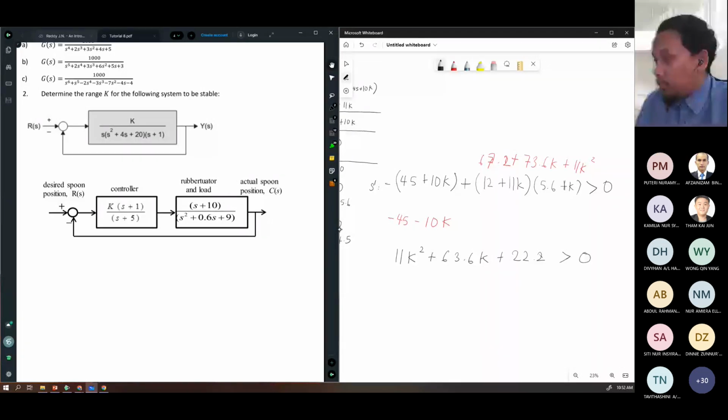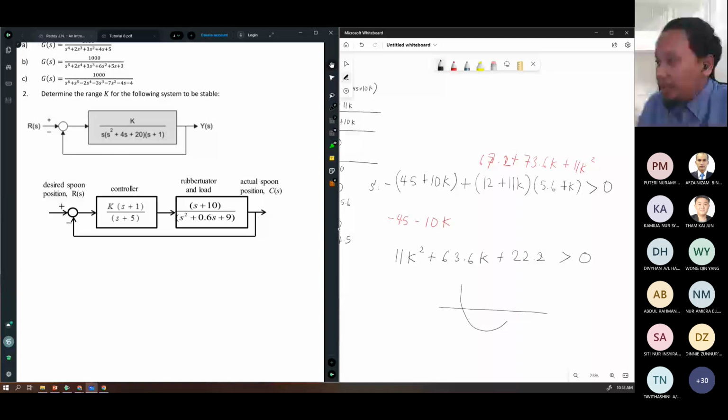Okay, so we get this. Then you can use the quadratic formula to get the value of K. Okay, so you can use a calculator. So to determine the range of K here, if you still remember at maths, then you have to draw something like this.